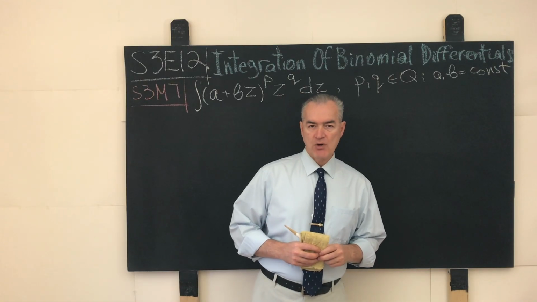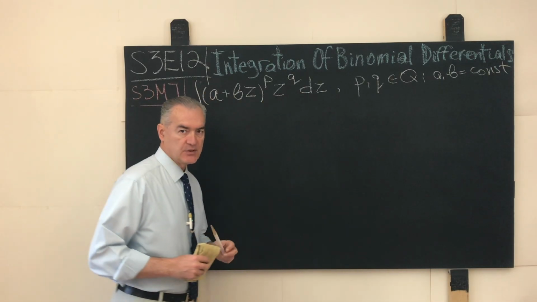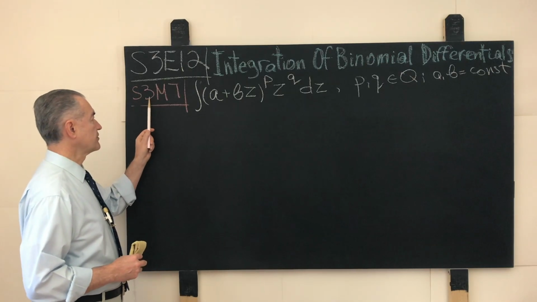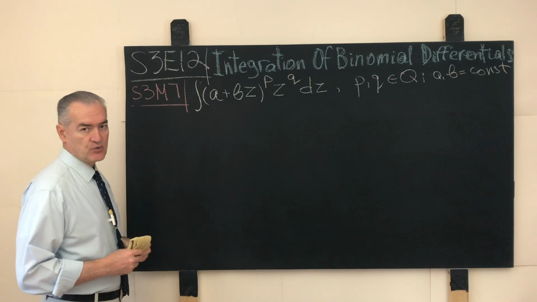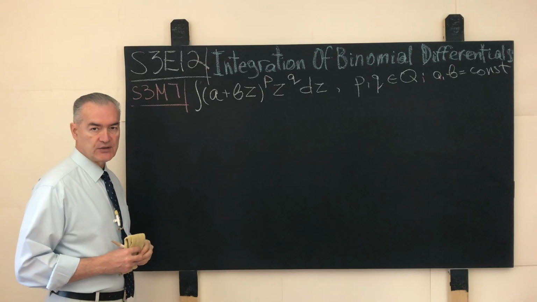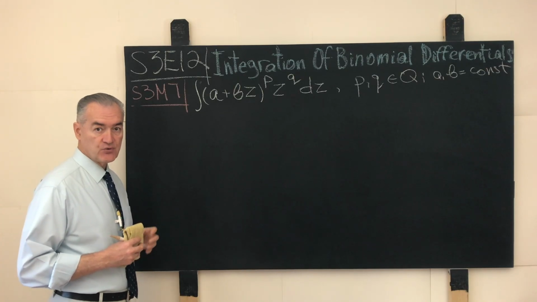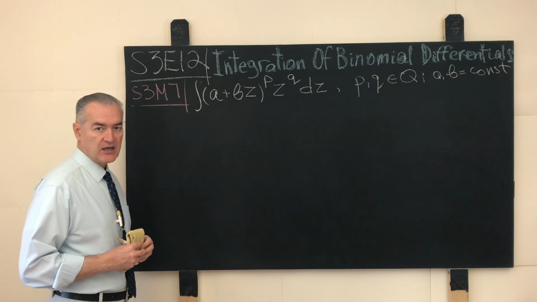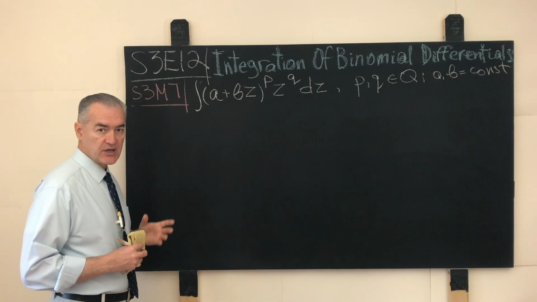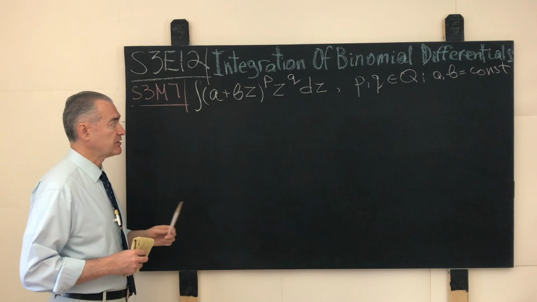In the mathematical problem S3E12, we were asked to find a way to integrate the so-called binomial differentials, which, as we shall discover in a moment, pretty much when it comes to the theory of integration, have the following interesting shape that is of interest to us in this context.